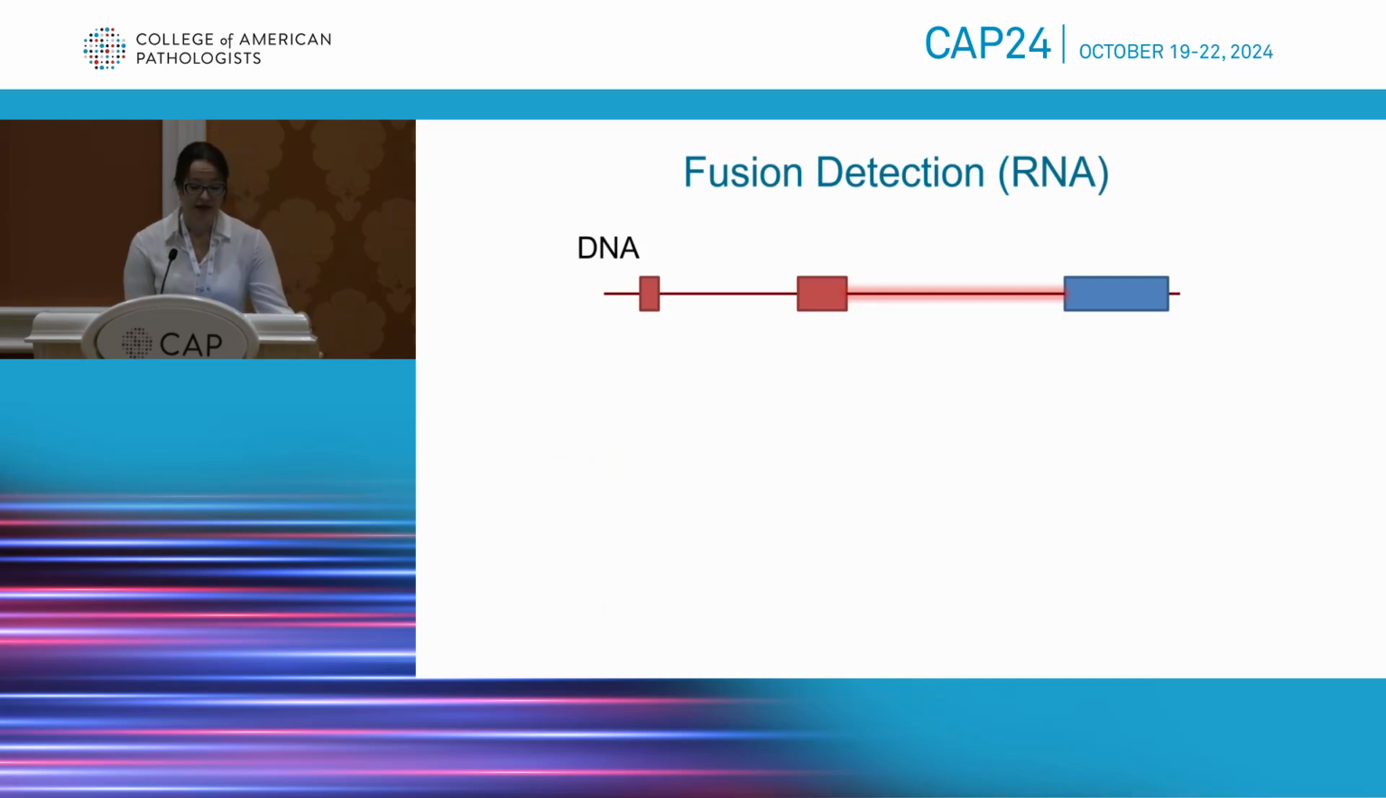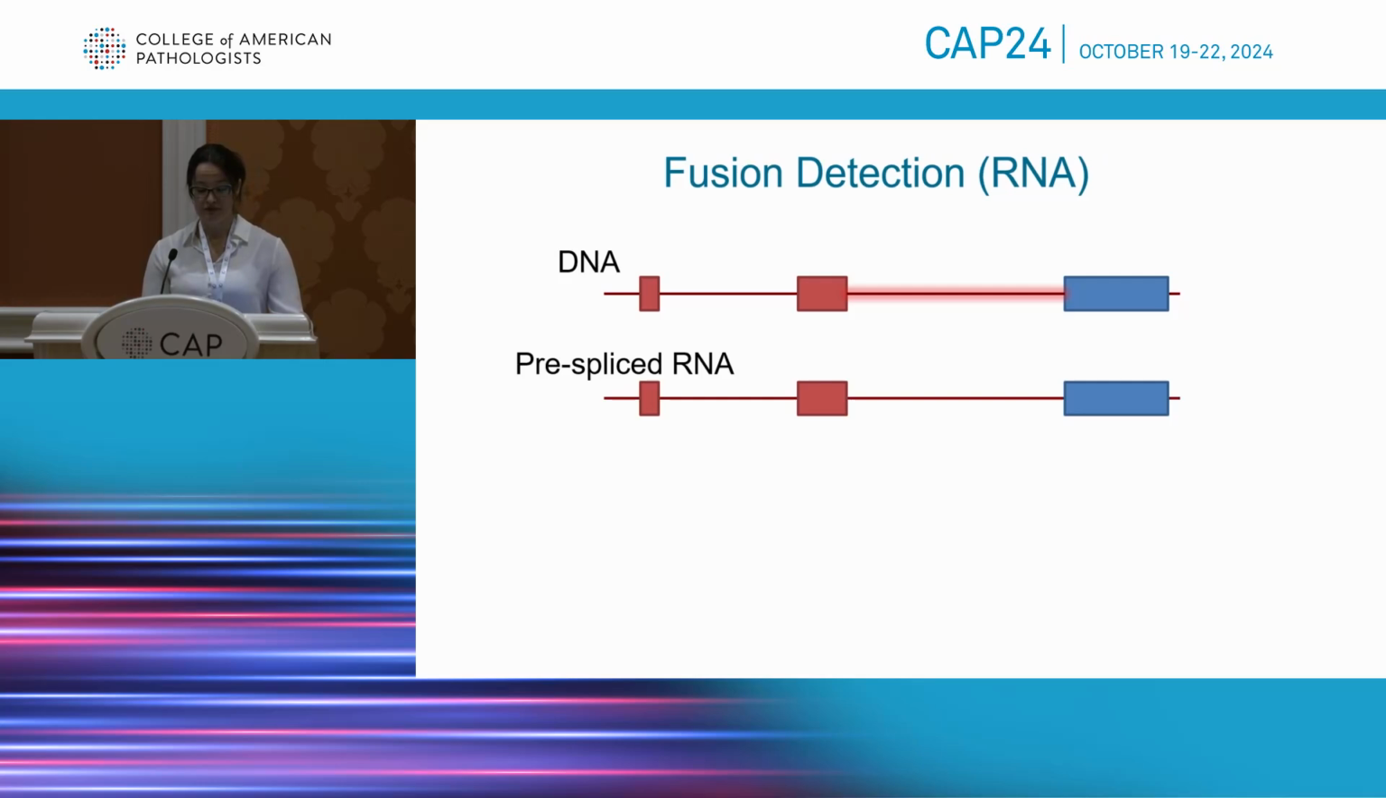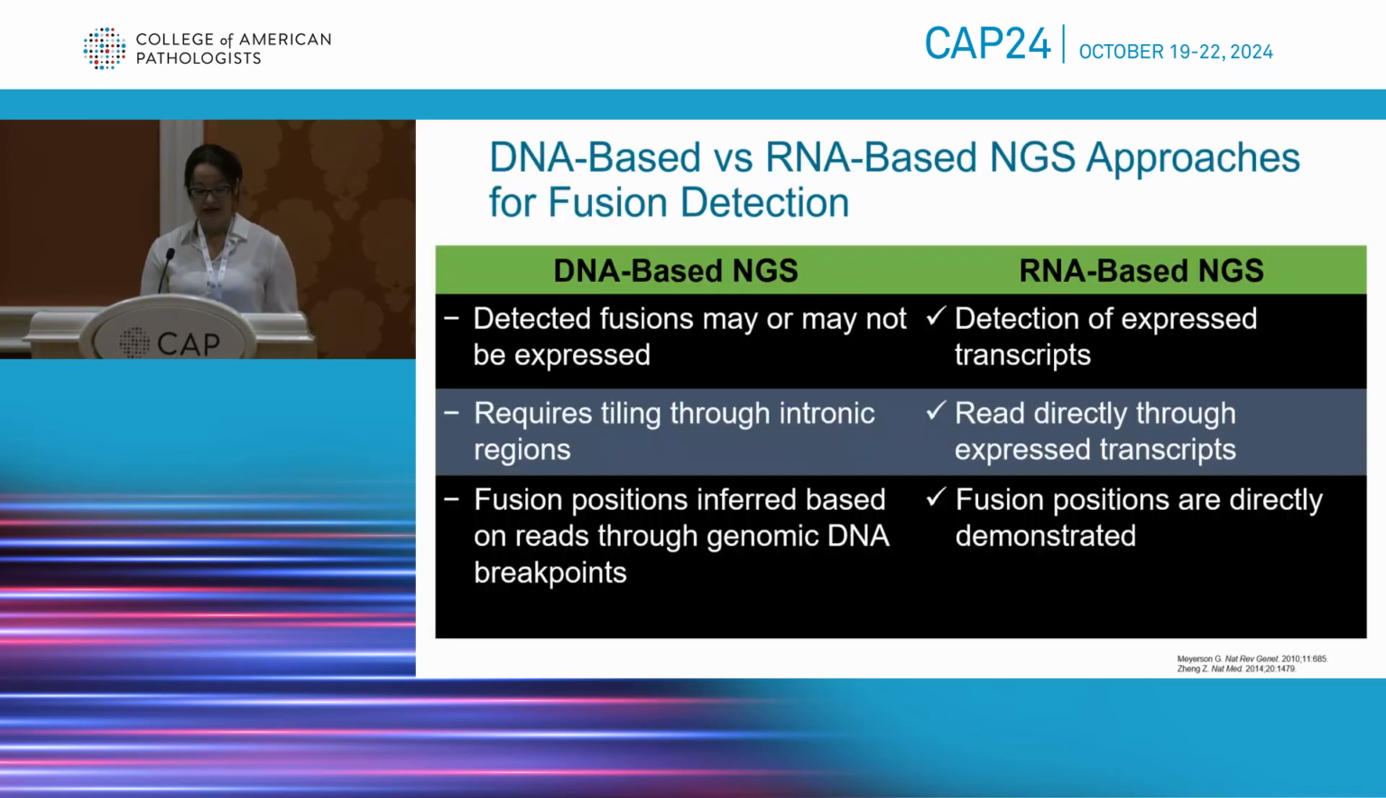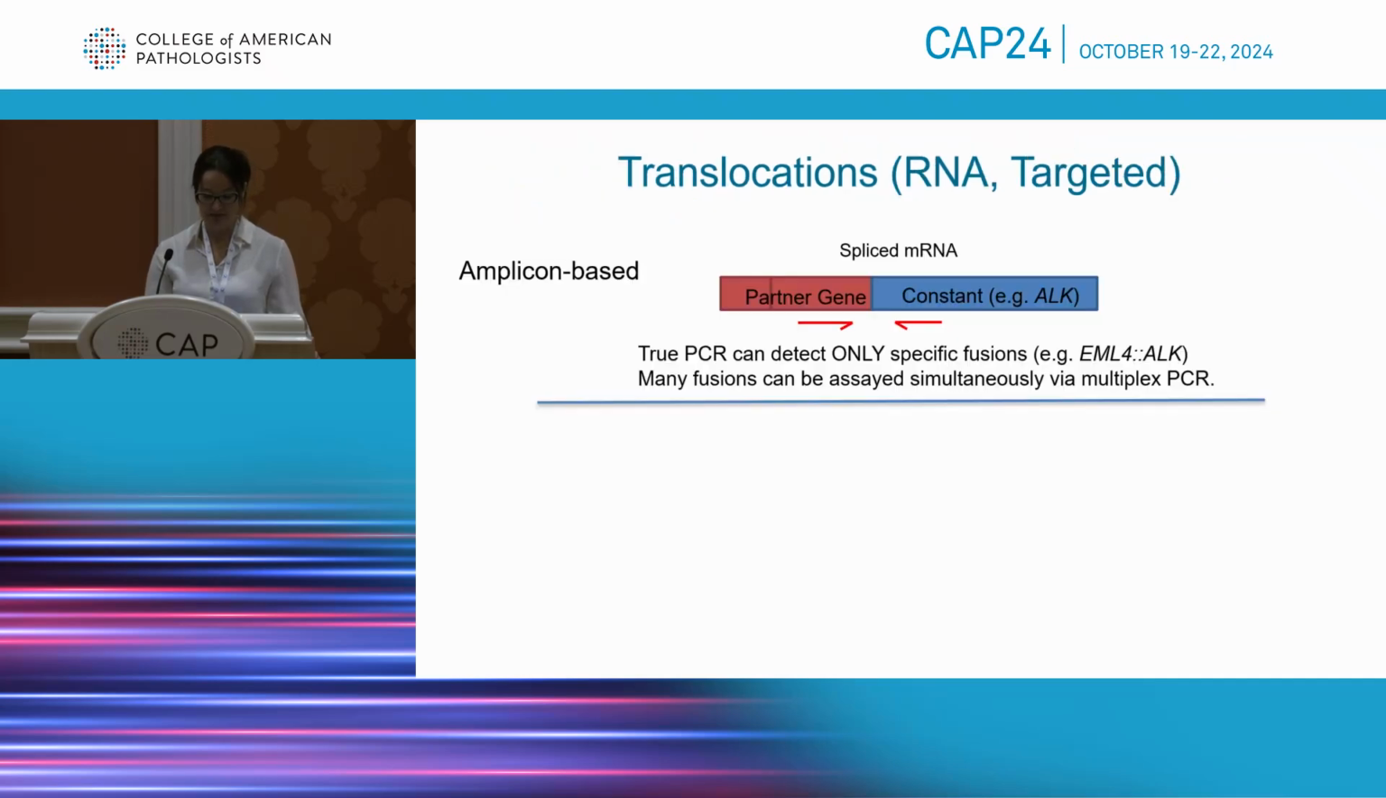In contrast, RNA sequencing does not require the specific knowledge of intronic breakpoints because testing is performed in spliced mRNA that contains the exonic sequences of the fusion genes. And in addition, when comparing DNA and RNA-based strategies, RNA-based tests can detect the transcript expression, which can be quite helpful to support that the fusion in question is functional, and can directly assess the actual chimeric gene sequences.